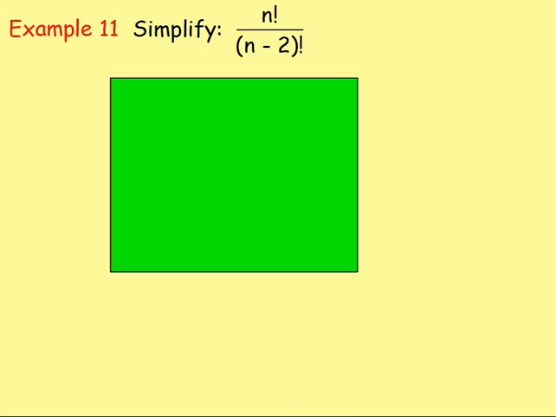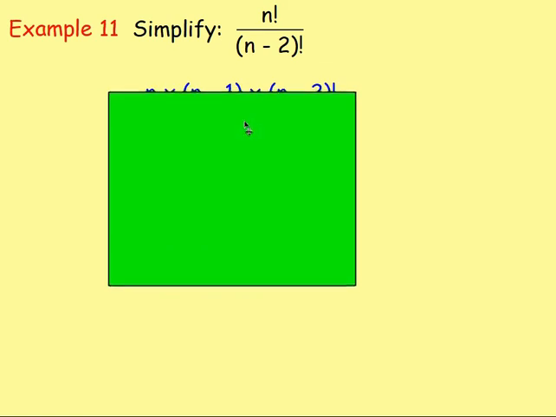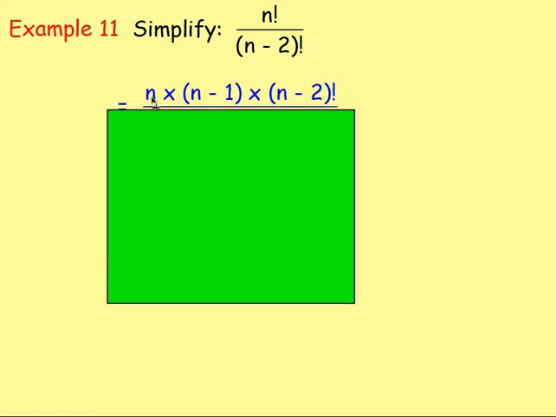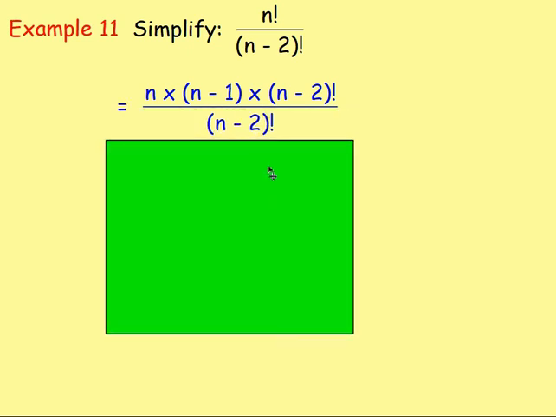Example 11, simplify n factorial over n minus 2 factorial. So first of all, again, you're thinking, you need to get the same factorial at the top and the bottom. So n factorial means n times whatever n is, take away 1, times whatever n is, take away 2. So you're just taking 1 off that one. And then times whatever it is, take away another one, and so on. But you get down to n minus 2 factorial. And then in the bottom, you also have an n minus 2 factorial.